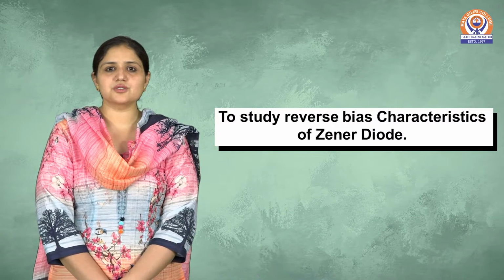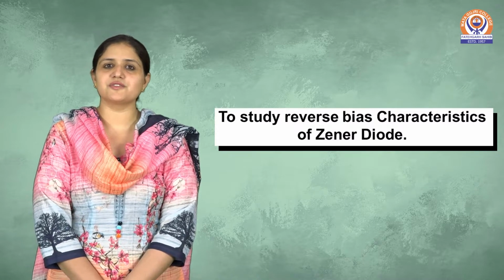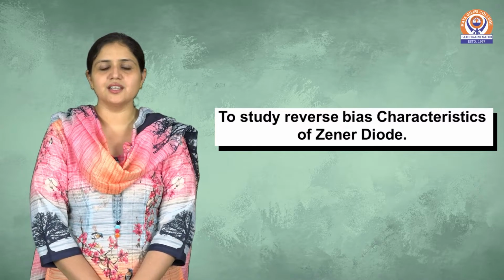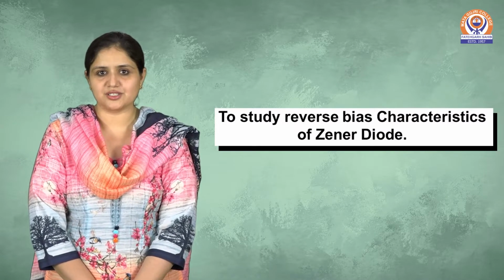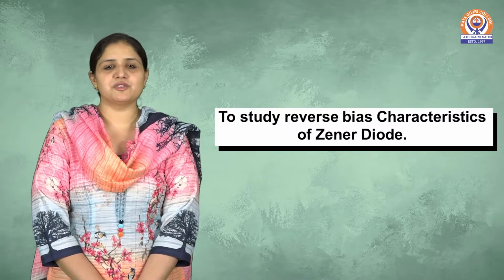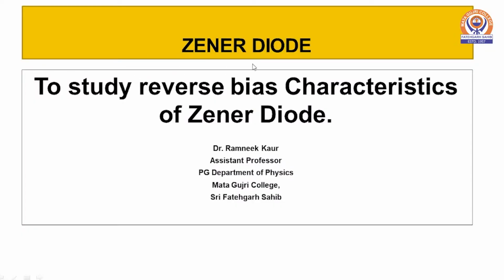Today we are going to discuss the experiment that is reverse biasing characteristics of Zener Diode. First of all, I will give you the introduction to small theory by using a PowerPoint presentation. Then we will move directly to our physics laboratory where we will perform the experiment on the kit. So today we are going to discuss Zener diode. The aim of the experiment is to study the reverse bias characteristics of Zener diode.